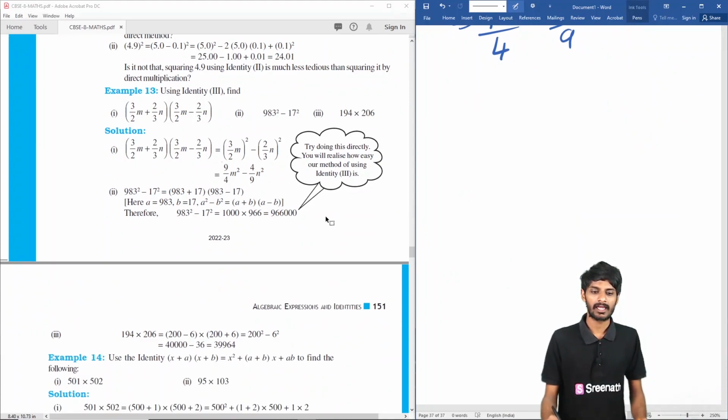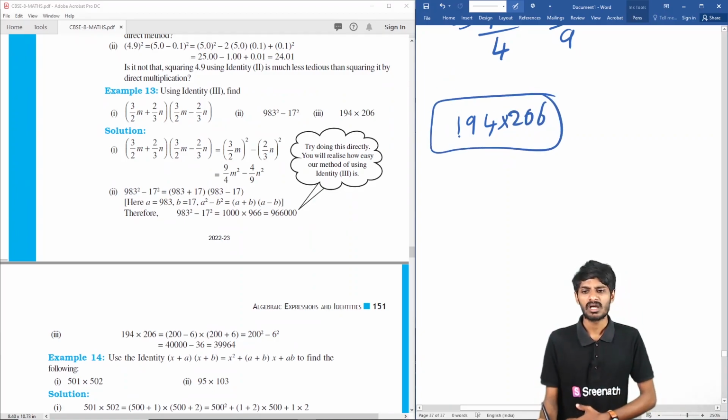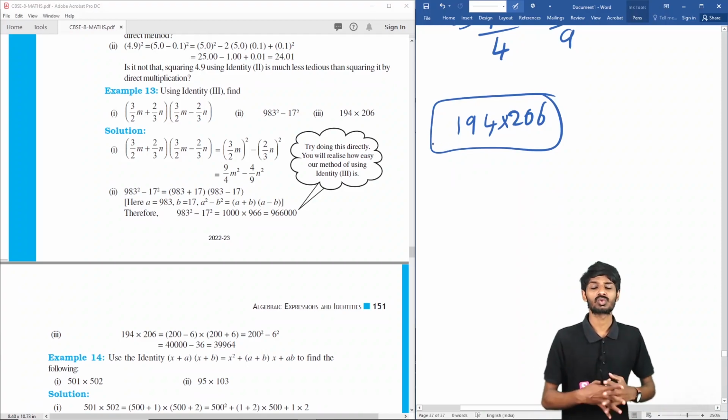And here is an example of 194 into 206. So we can use these identities for multiplication of numbers also. How to multiply 194 with 206? It is very tough now, but I will explain it to you.